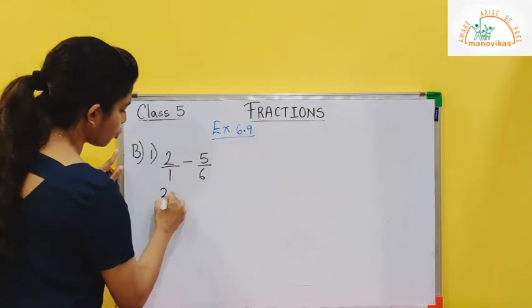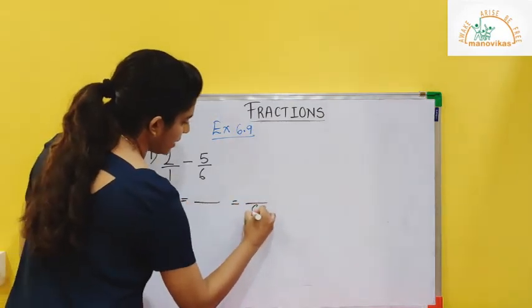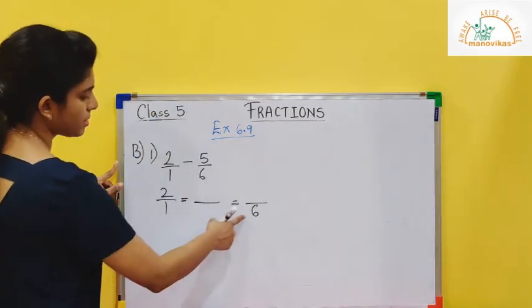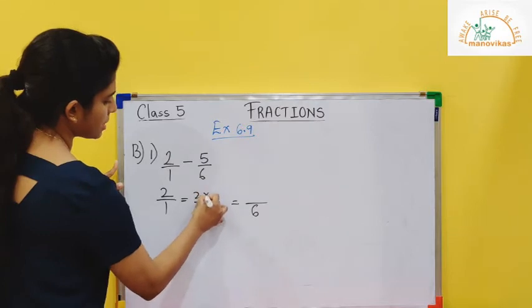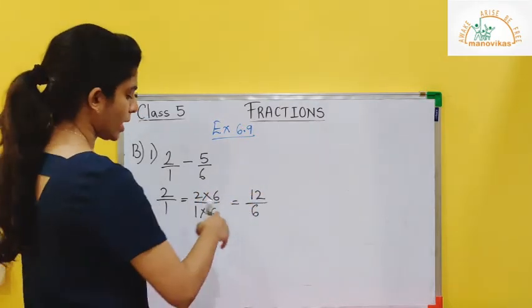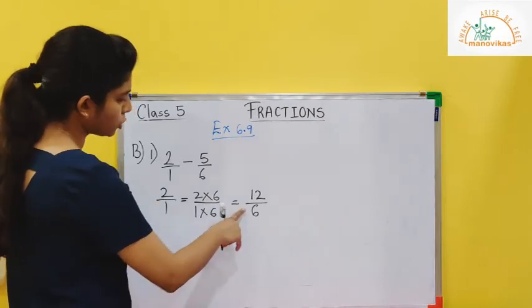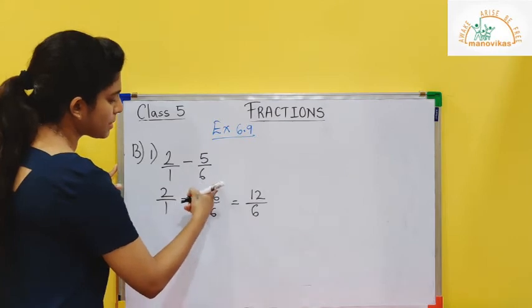Okay, now I write 2 upon 1 here. And then what do I need? I need the denominator 6. So 2 upon 1, multiply by 6, multiply by 6. So this is 12 upon 6. So I converted 2 upon 1 into 12 upon 6. I do not have to change this because the LCM is 6.